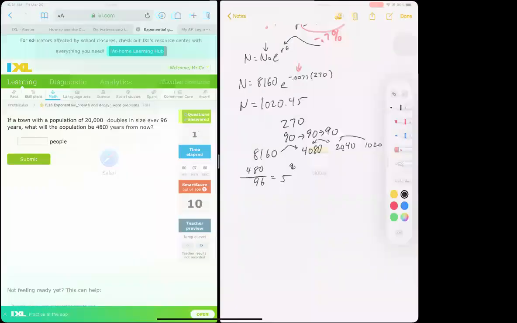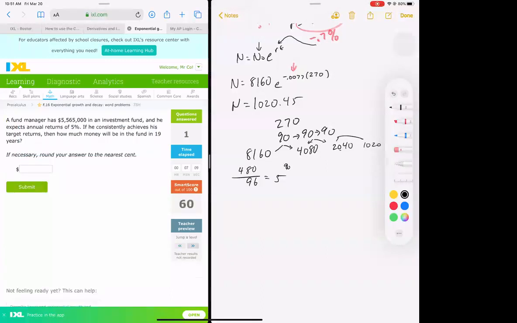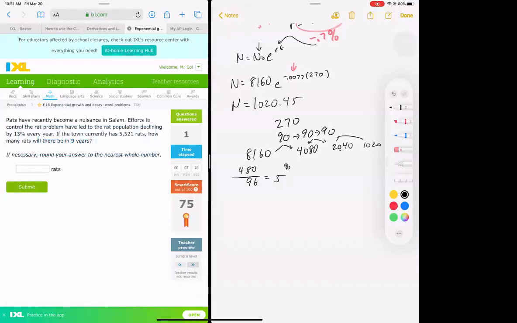But as the problems get harder, this one is 6 years still. This one is compounded annually. Okay, this is compound interest. This is about rats. They tell you the rate of population decline.